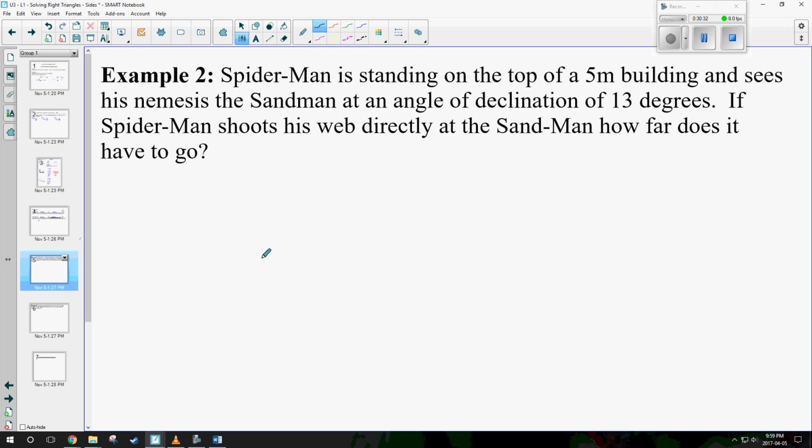So let's see if we can draw a diagram of this situation. We have Spider-Man who's standing on top of a 5-meter building. My drawing is not going to be very great because I'm drawing with a mouse pad here, but we have this building here, and Spider-Man is standing on top of it. Okay, and we know that this building has a height of 5 meters.